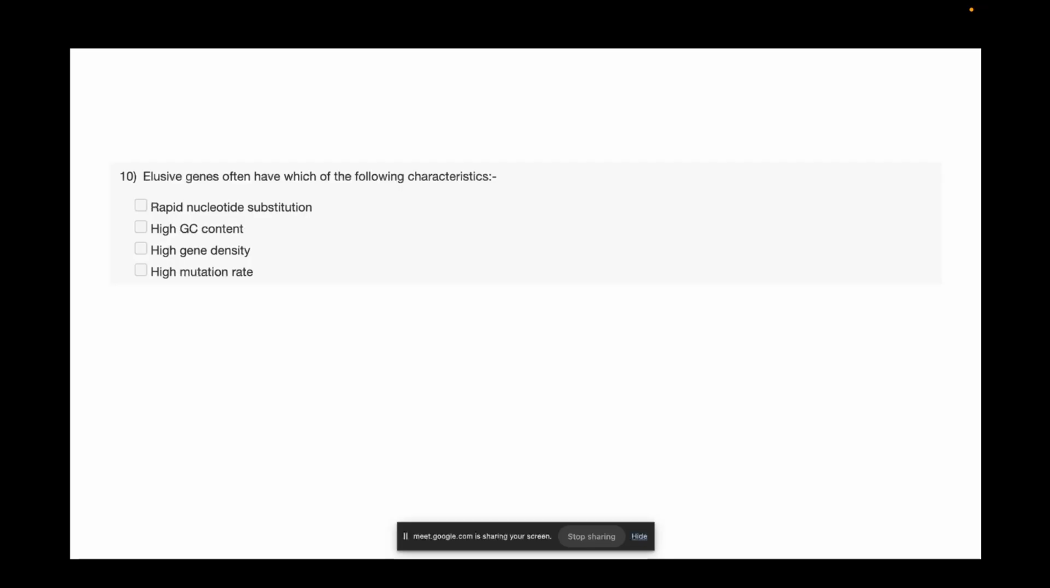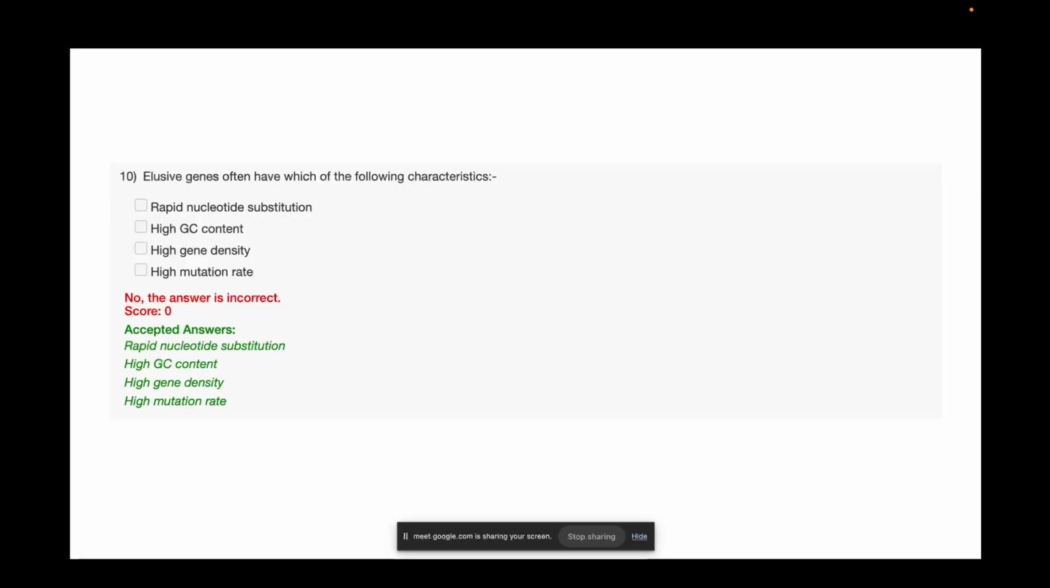So elusive genes are basically genes that are difficult to find or characterize, right? It has very high GC content, high gene density, high mutation rate. So basically these are genes that you do not know the functions of, right? The characteristic of these genes is that you do not know what these functions are and they are hard to characterize. These may be genes that were lost due to evolution, due to selection, and those kinds of things.